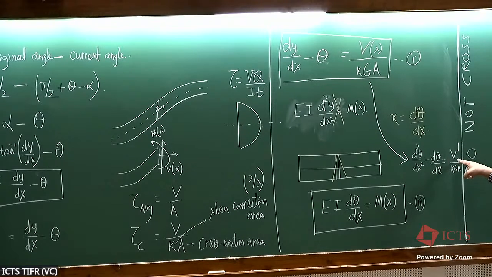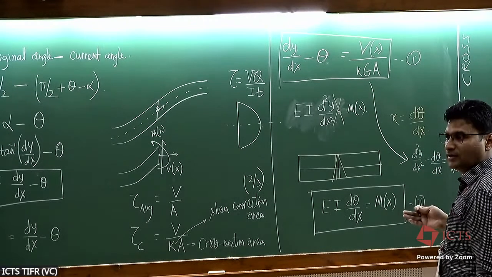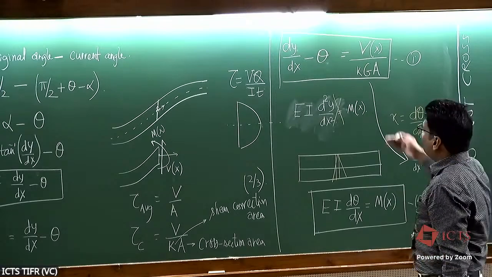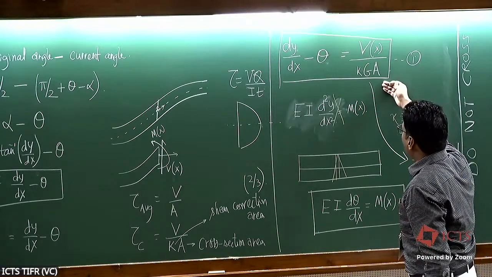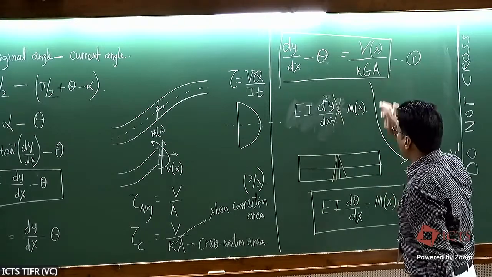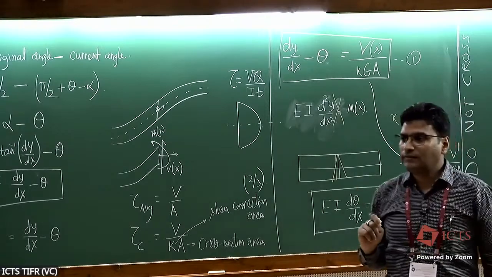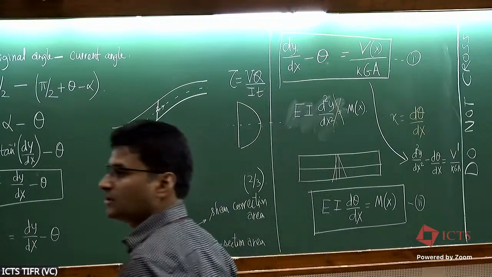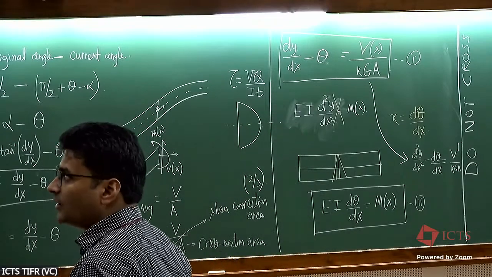If the shear force is varying, then you cannot get d theta by dx through the second derivative of the center line, because theta is an independent variable here. Okay. So eventually you have these two equations which you have to solve to get the deflection using Timoshenko beam theory.